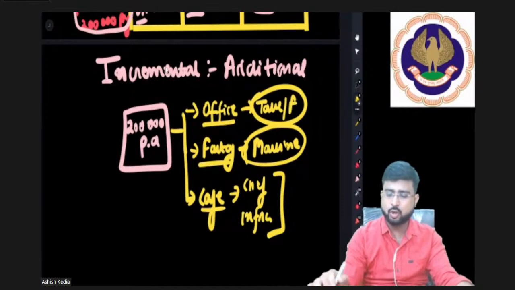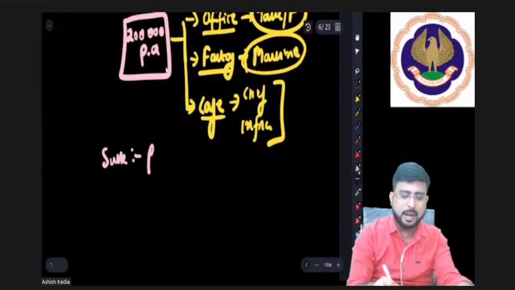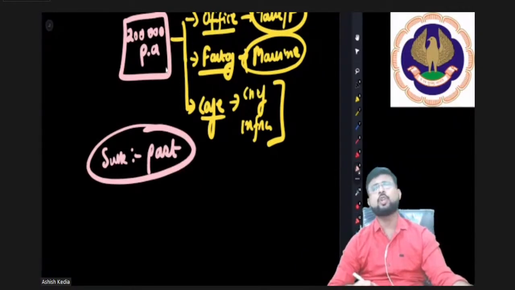What is sunk cost? Sunk cost is whatever has happened has happened. It is basically past cost. It is just the opposite. It's the past cost. Sir, what do you mean by past cost?